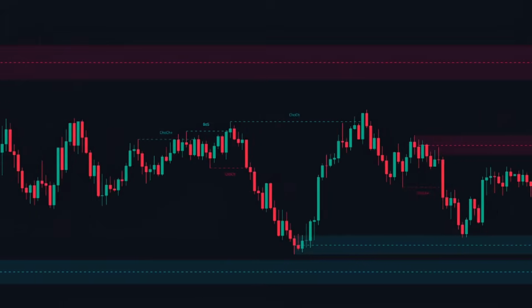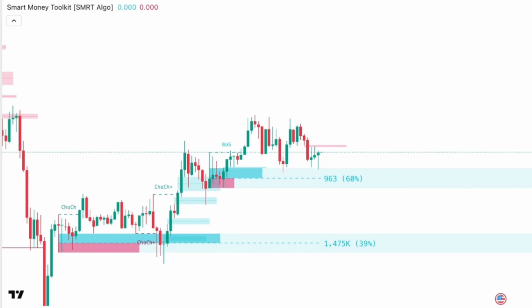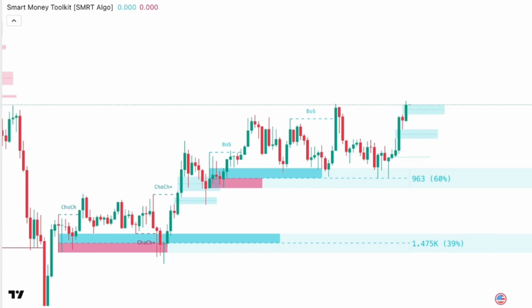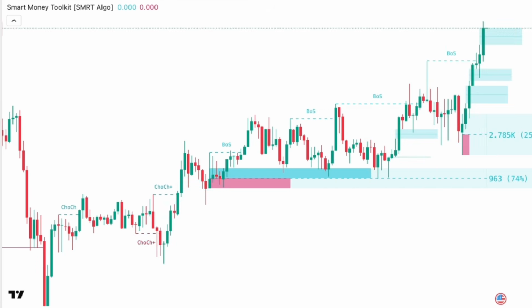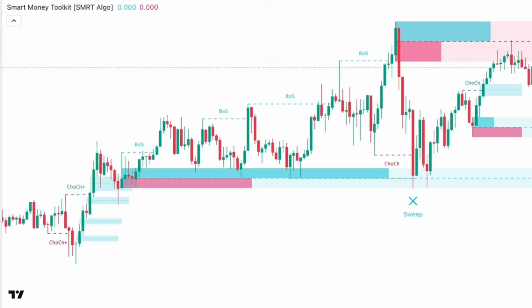So, that's the Smart Money Toolkit by SMRT Algo. Honestly, I think it's one of the most complete SMC indicators I've seen so far. It saves time, removes the guesswork, and makes analyzing charts way more efficient.